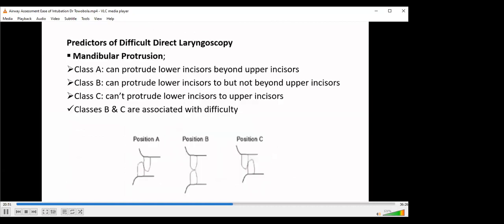Let's look at mandibular protrusion. It can be classified into 3 classes: A, B, C. B and C are associated with difficulty.